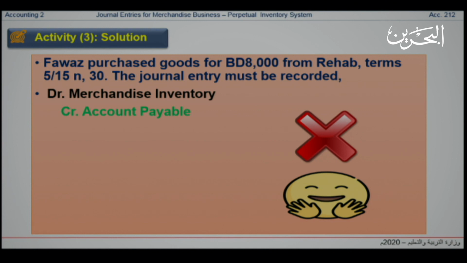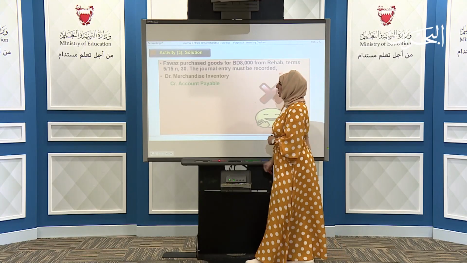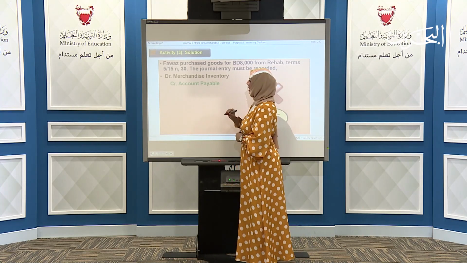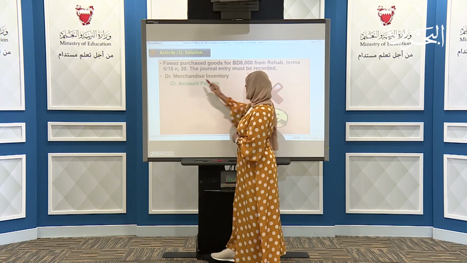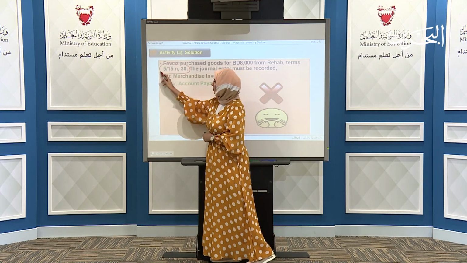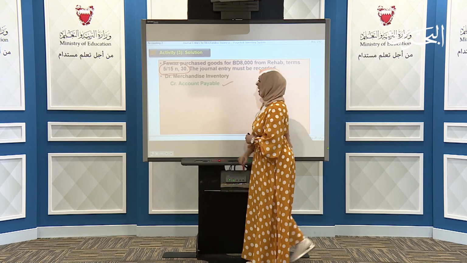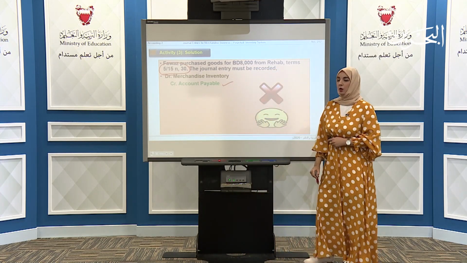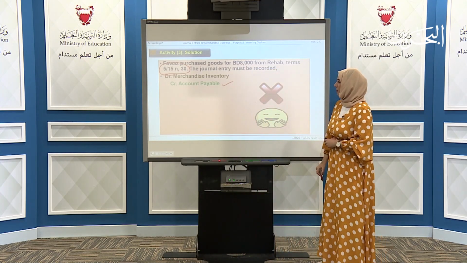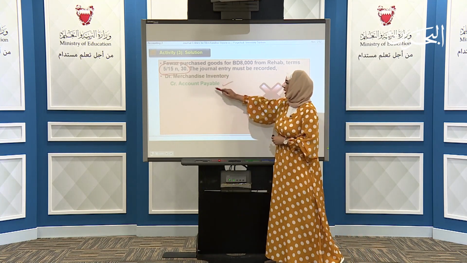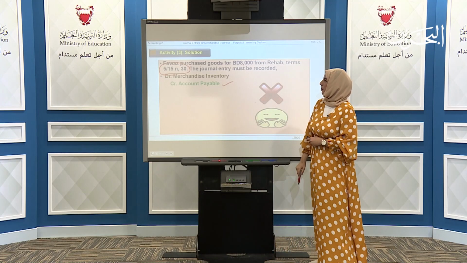Let us check our answer. It is wrong. Why is it wrong? Because on the credit side they wrote cash, but the purchase was on credit because of this term. So I should mention the liability that I have, which will be the account payable. So my general journal will be debit merchandise inventory and credit account payable.